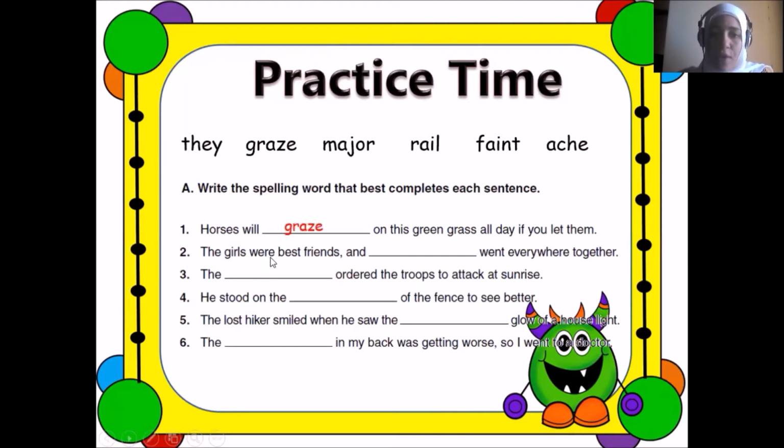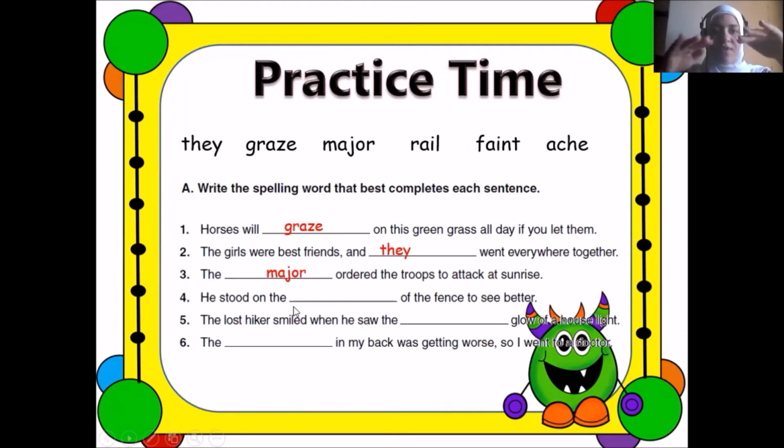The girls were best friends and went everywhere together. So, they went everywhere together. Number three, blank ordered the troops to attack at sunrise. The major ordered the troops to attack at sunrise. Four, he stood on the fence to see better. He stood on what?